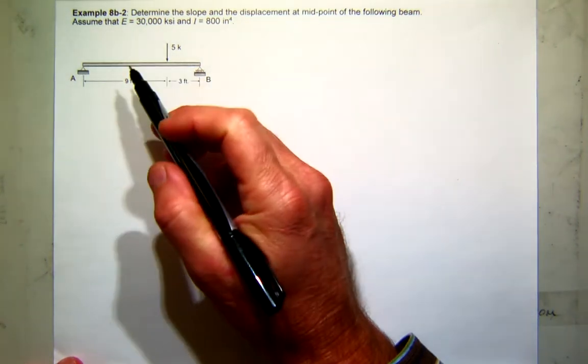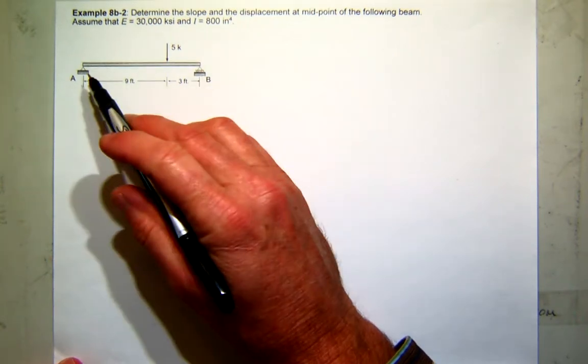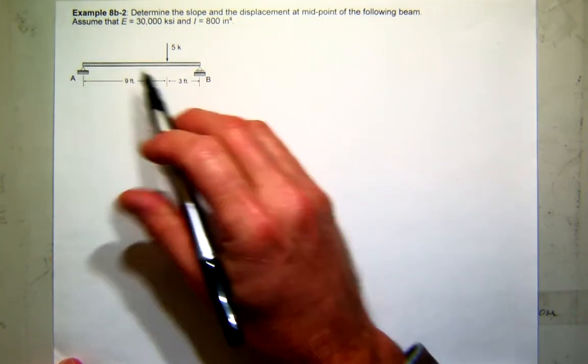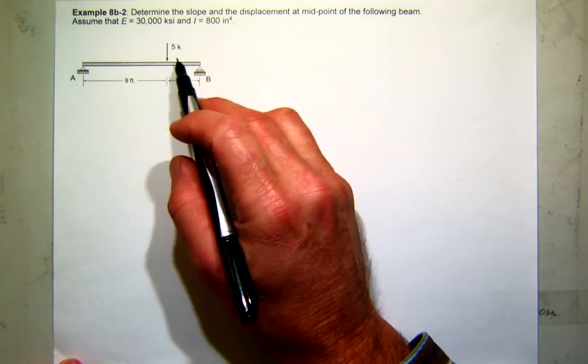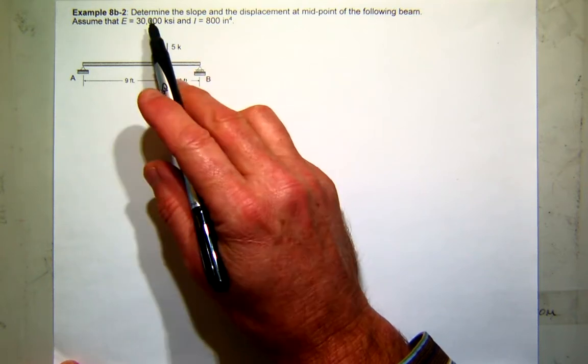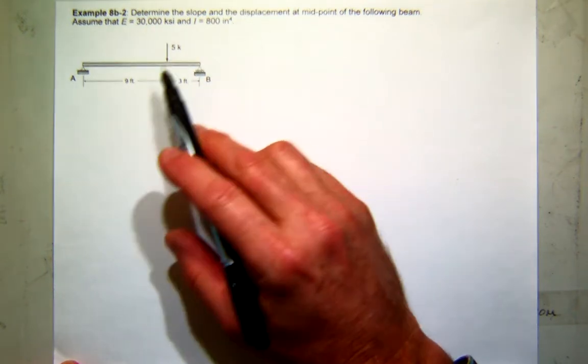So let's see what we have. We've got a simple supported beam, a pin at A, a roller at B, and a little bit off center here we have a point load. And we need to determine the slope and displacement at the midpoint of the beam.